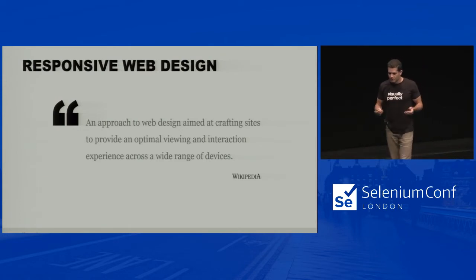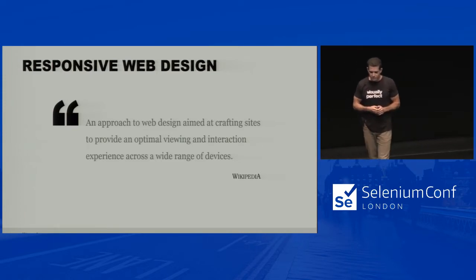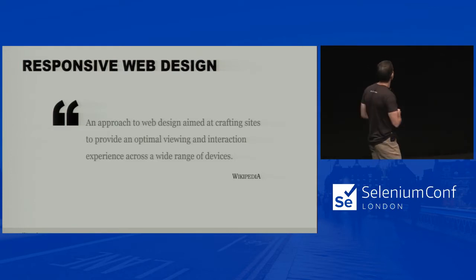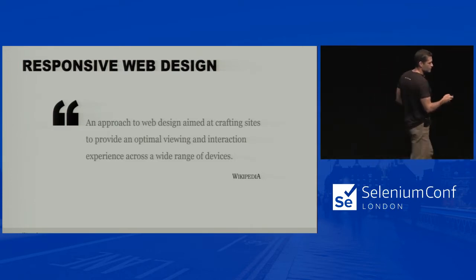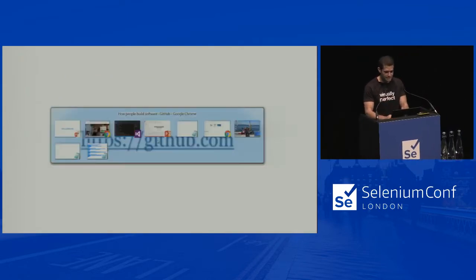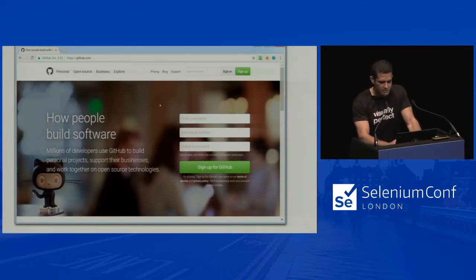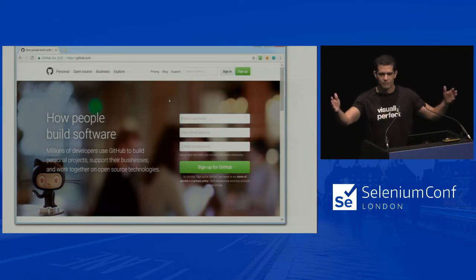What is a responsive website? If we look at the Wikipedia definition for a responsive website, we'll see that it's an approach to web design that is aimed to provide an optimal viewing and interaction experience across a wide range of devices. But in order to understand exactly what that means, it's best to look at a responsive website and see it in action. And we'll be looking at github.com, and right now you can see how it is laid out optimally for a very wide screen.